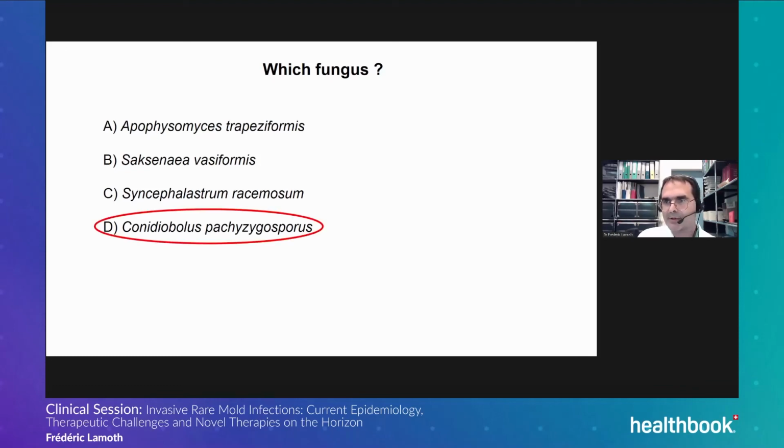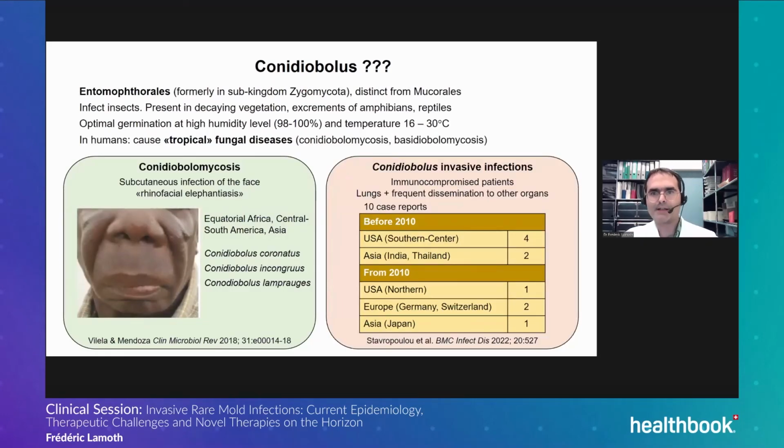So it was a Conidiobolus. Actually, Conidiobolus, just to remind you, are somewhat distinct from Mucorales, but they were formerly in the same subkingdom of Zygomycota. So they are kind of cousins of the Mucorales. They cause entomophthoromycosis because they are parasites of insects.